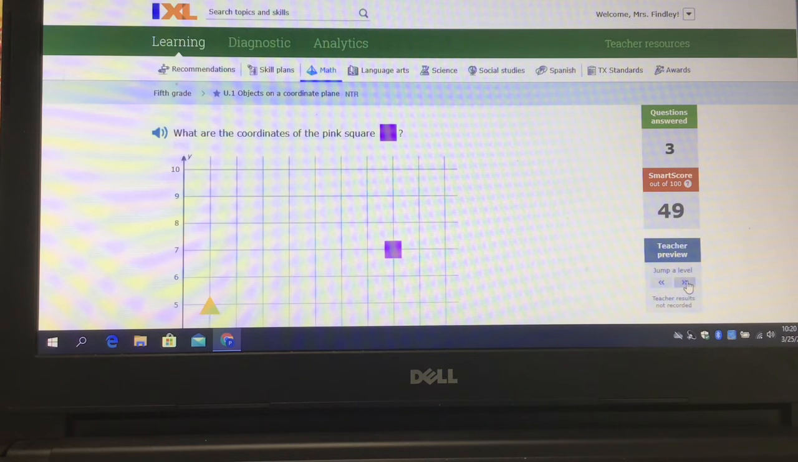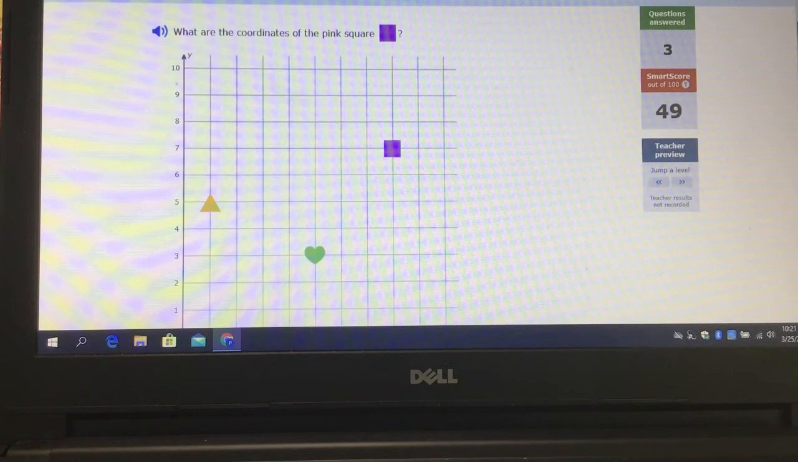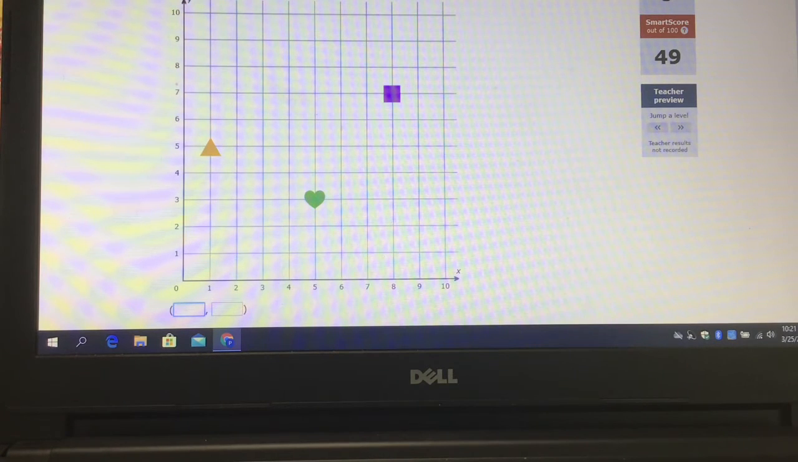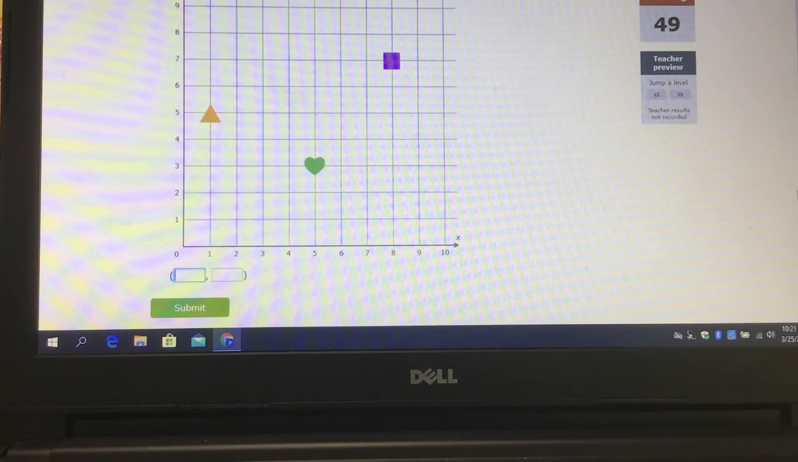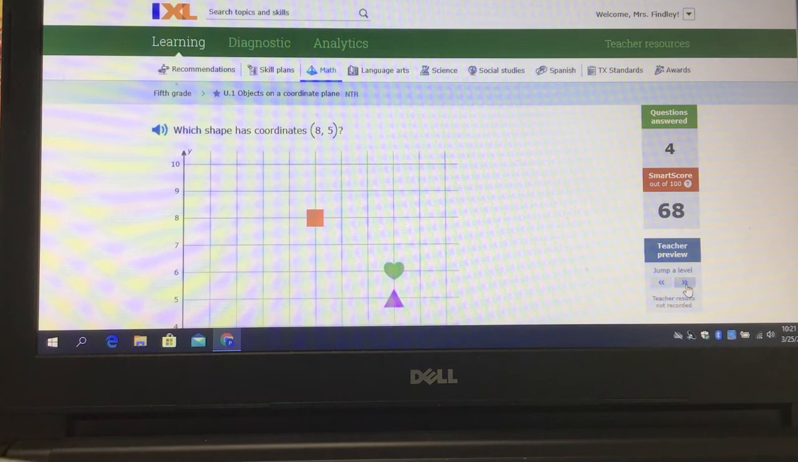All right, so the next level of problems that they will give you is they want you to actually enter both coordinates for one of the objects on the grid. So we're looking at the pink square and we have to type in both coordinates. Remember that coordinates have two numbers, the x and then the y. You've got to put in the x first. Here's our pink square. The x is 8. Then you have to put in the y coordinate, and for our pink square, our y coordinate is 7. All right, so again, they want you to put in the coordinates of the blue square, so you would work that one exactly the same way. All right, let's jump up a level and see what we have next.